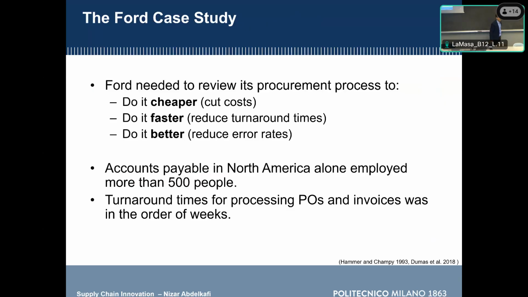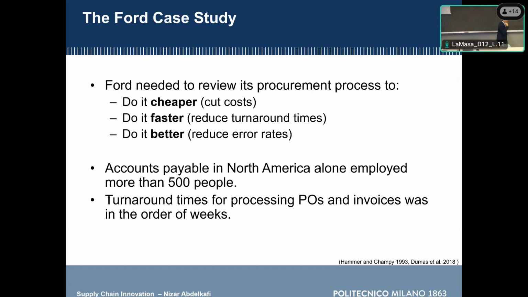I will start with a case study, a very known one, by the way. So Ford needed, I think it's the 80s or beginning of the 90s, Ford needed to review its procurement process, to do it cheaper, so to cut costs, to do it faster by reducing the turnaround times or the lead times, to do it better by reducing the error rate. Accounts payable in North America alone employing more than 500 people.